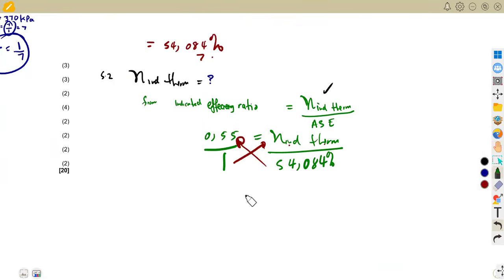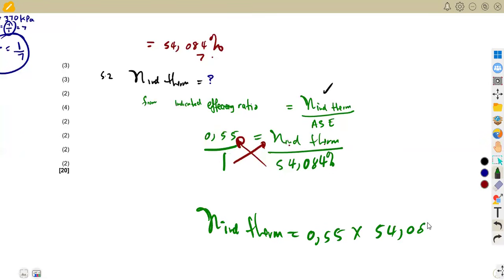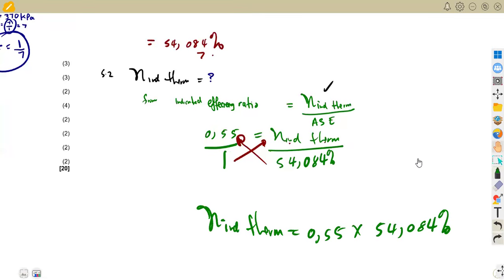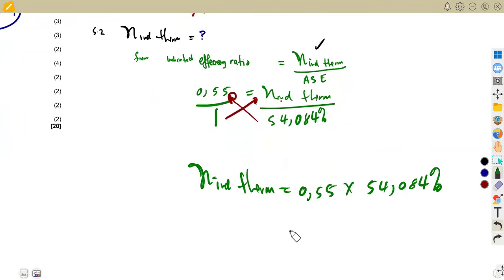In this case, if you multiply by 1, you're going to have the indicated thermal efficiency as the product of these two. That is 0.55 times 54.084%. Since this is already a percentage, we obtain our answer directly as a percentage. And that gives us 29.746 to 3 decimal places as a percentage.